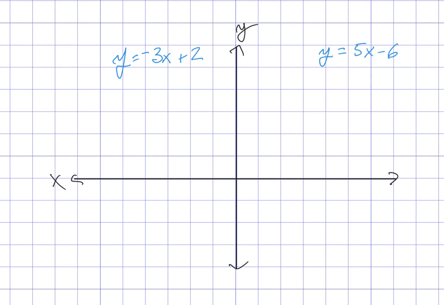Here is the next set of lines I'd like you to graph. Find the solution, find out where they intersect, and then check both of your answers. I'll leave a little bit of silence here. You're going to hit pause, and then when you finish it, come back to see if you are right.